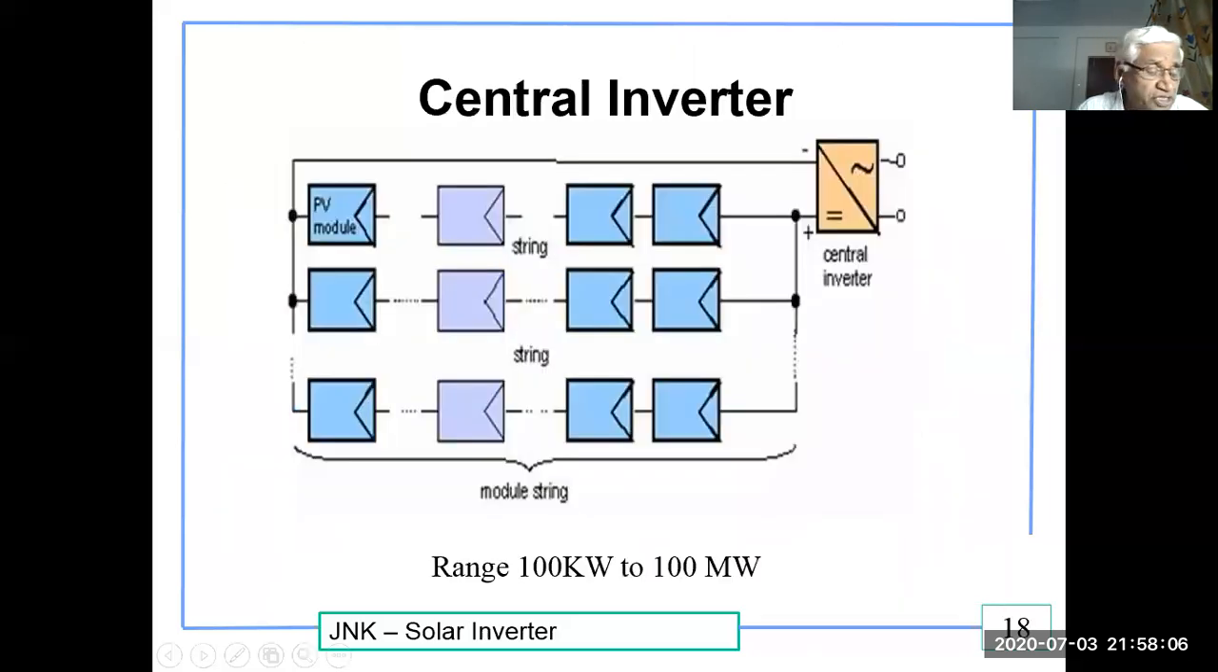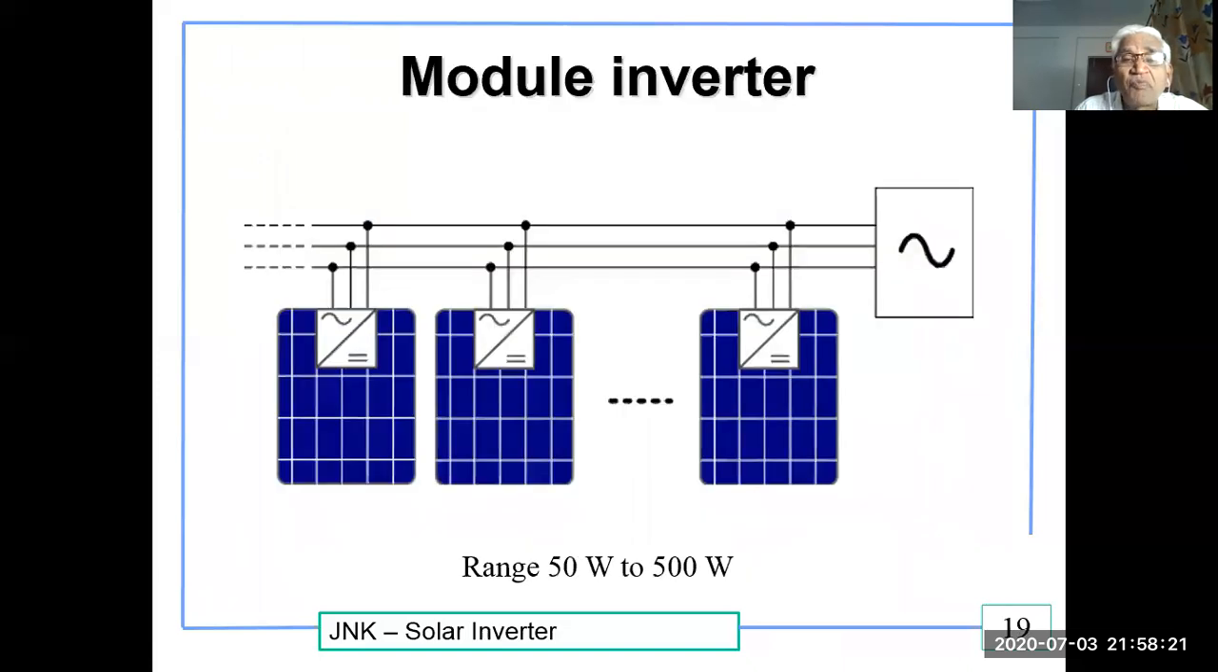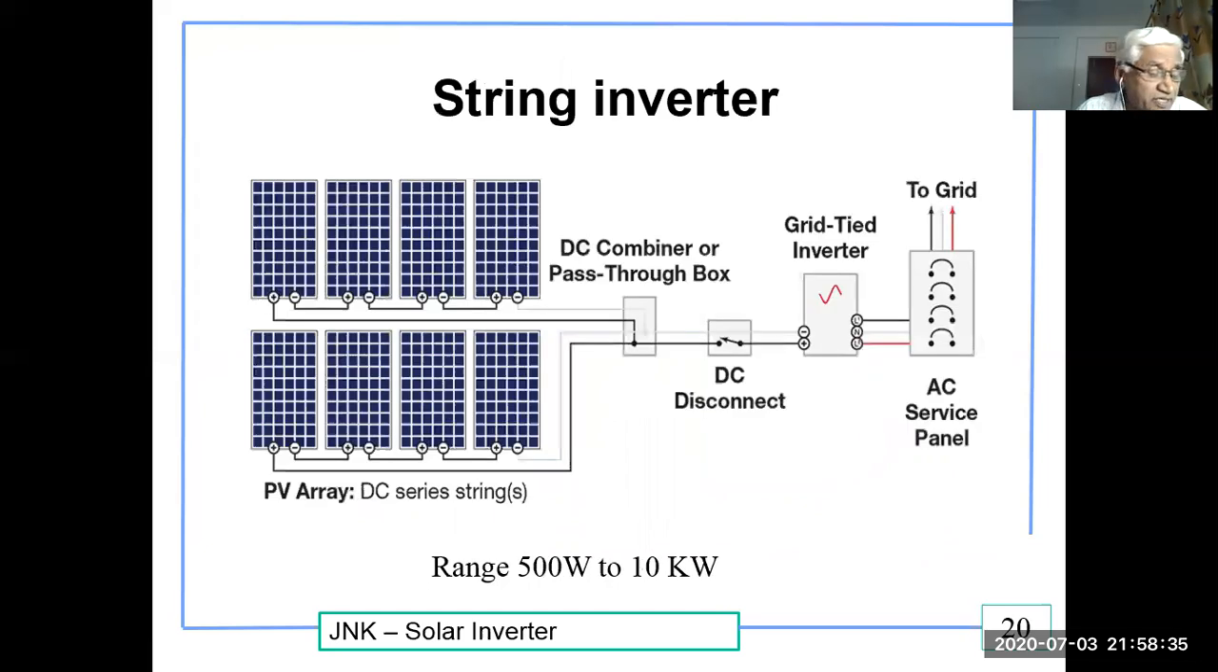Now you can see the central inverter here, which is rated around several kilowatts to 100 megawatts. In this particular case, 100 kilowatts. In the modular inverter, you see, each inverter has only one single module connected directly. Both of them are connected together in such a way that the DC circuit is almost eliminated, right?